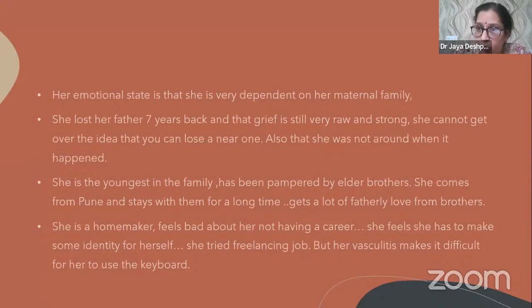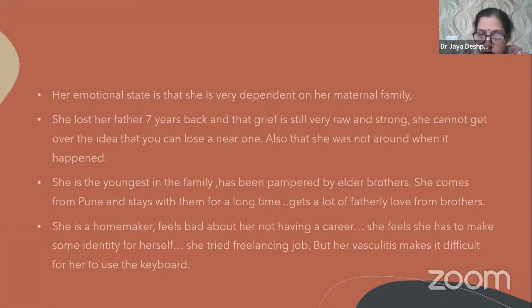It happens that when you lose your family, you are not even there to witness that. Also she's the youngest in the family. Her brothers are quite older to her, so she has been very much pampered. She comes from Pune and stays here for months together. Like in the COVID time, 19, 20, 21, she was here almost 6, 8 months. That was the kind of attachment she had with the family.